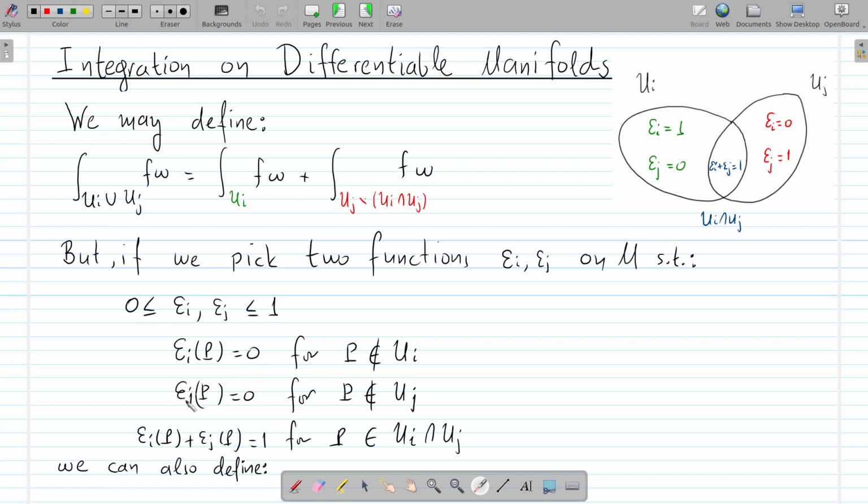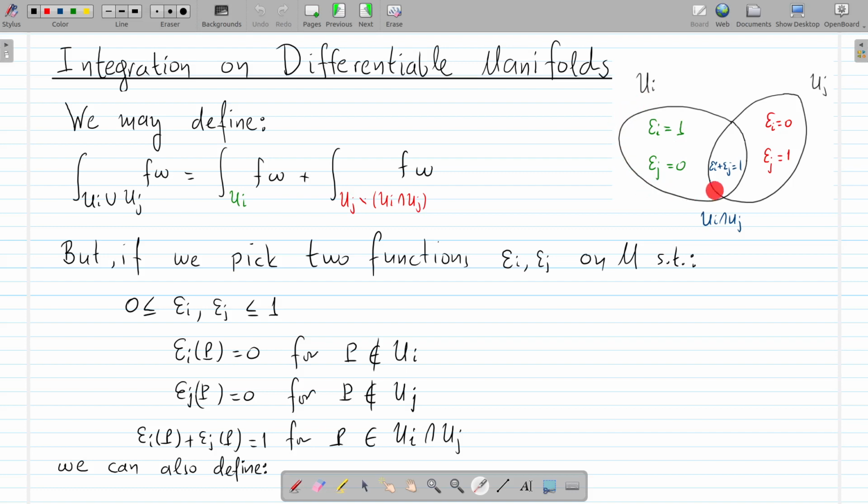Similarly, for epsilon j, the support of that function is the set uj. So for all points that do not belong to that set, this function must be equal to 0. But at the intersection of the two sets, ui and uj, the functions can take any value they want as long as it is non-negative and it adds up to 1. Of course, this requirement also makes the functions epsilon i and epsilon j take values that are less than or equal to 1. So let's look at the situation here pictorially.